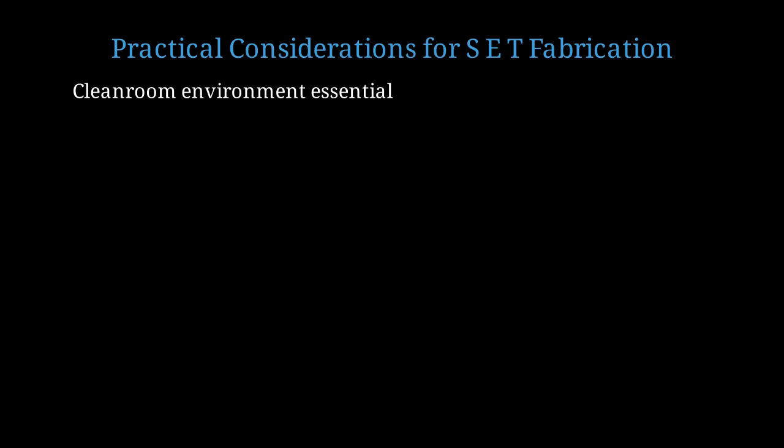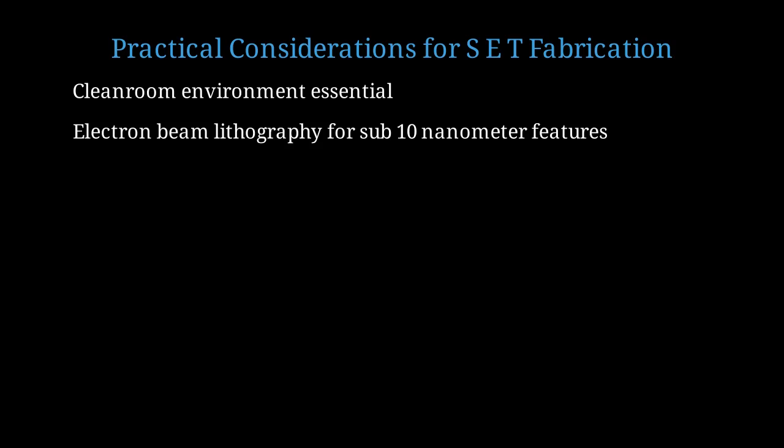If you wanted to fabricate an SET, what practical considerations would you face? Fabrication requires an ultra-clean environment. Even a single dust particle can ruin a nanoscale device. Class 100 or better clean rooms are necessary. To create features below 10 nanometers, electron beam lithography is typically required. This is slow and expensive compared to optical lithography.